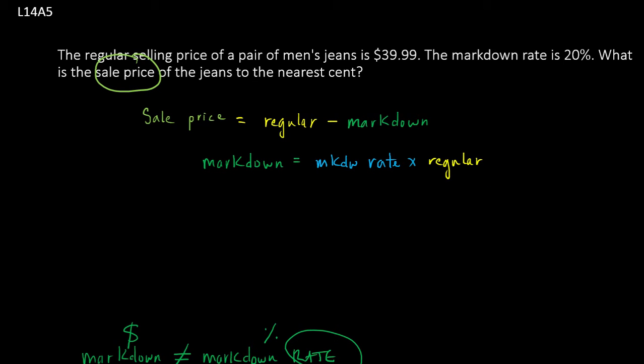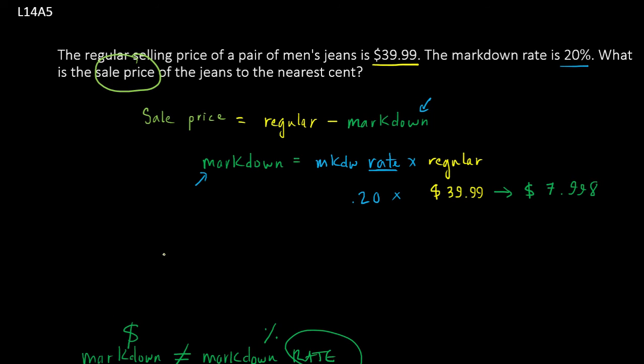Now let's plug in what we know. We know that the regular selling price of the jeans is $39.99. And we know that the markdown rate is 20%. So I plug that in here as 0.20. Notice that I first had to convert it to a decimal. And notice that I did not plug it in here or here because markdown and markdown rate are not the same thing. So if I carry out my multiplication, 0.20 times $39.99, I find that my markdown is $7.998. Again, I'm holding off rounding. So that's my markdown.